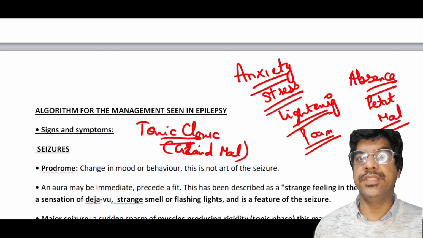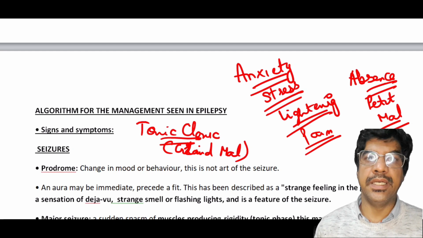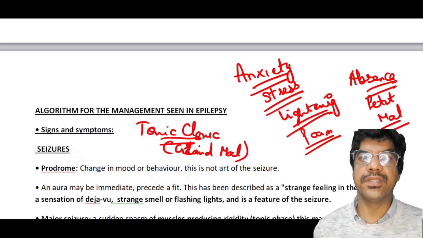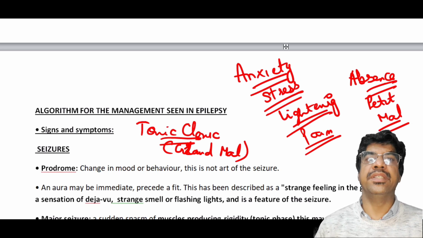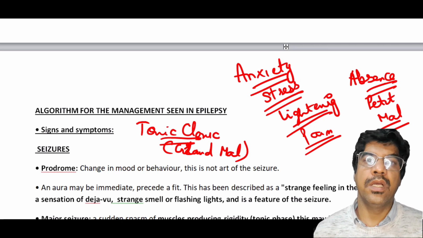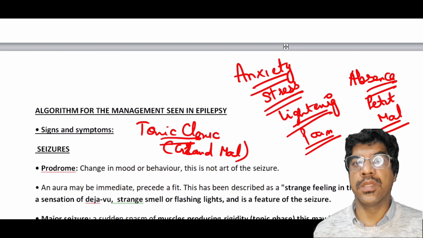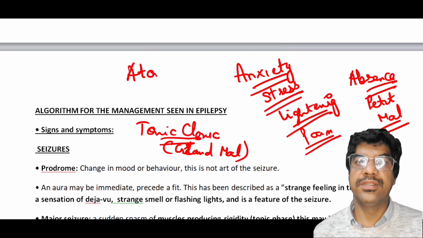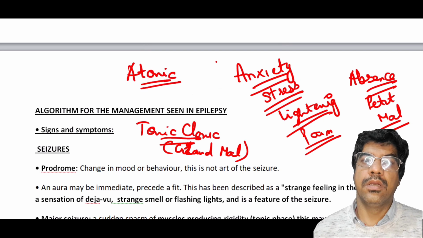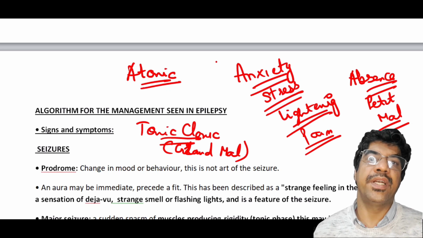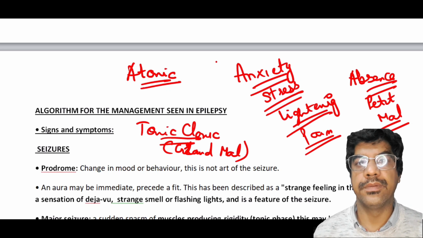So here you will see the loss of consciousness, muscle rigidity and convulsions. So there would be tonic phase and clonic phase. Other can be myoclonic seizures, that are quick jerky movements of muscle that can affect specific muscle or the entire body. Other are the atonic seizures. So here there would be loss of muscle tone that would cause sudden fall or the dropping of the head.